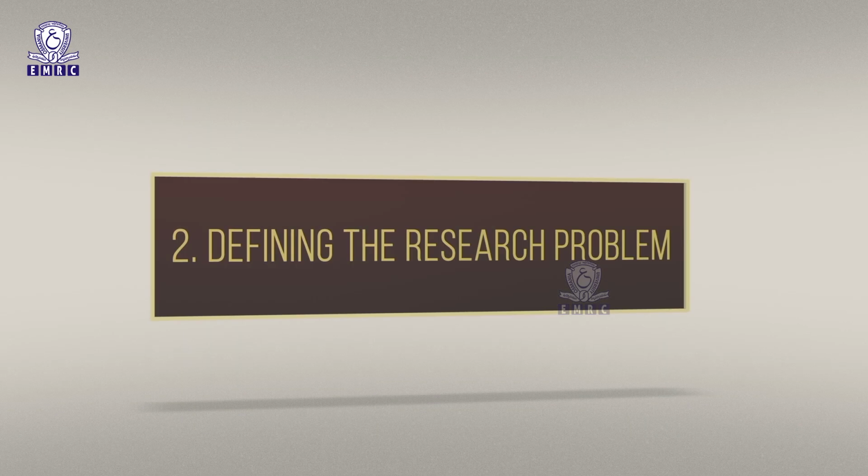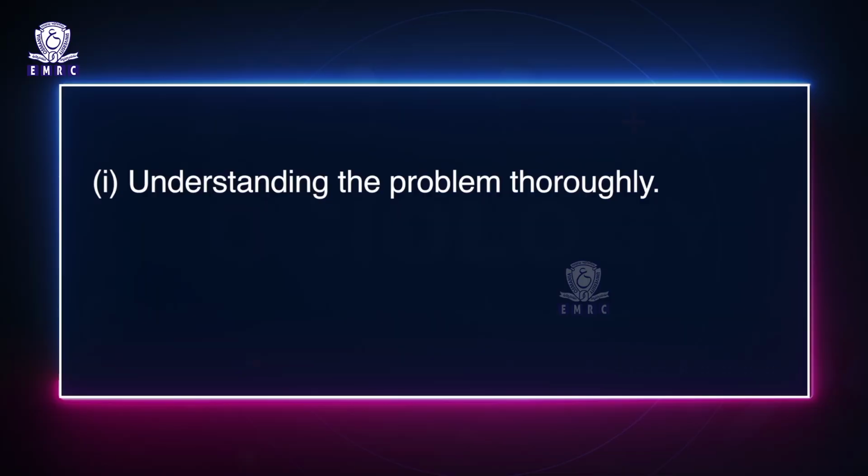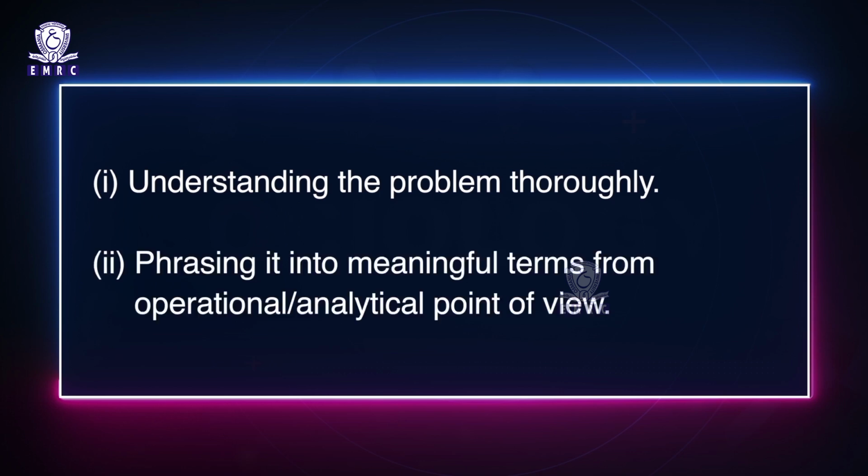The second step is defining the research problem. Selecting and properly defining the research problem succeeds after selecting the topic. The problem to be investigated must be defined appropriately. Initially, the research problem may be stated in a broad way and later it can be narrowed down in operational terms. Essentially, two steps are involved in formulating the research problem. Firstly, understanding the problem thoroughly, and secondly, phrasing it into meaningful terms from operational or analytical point of view.